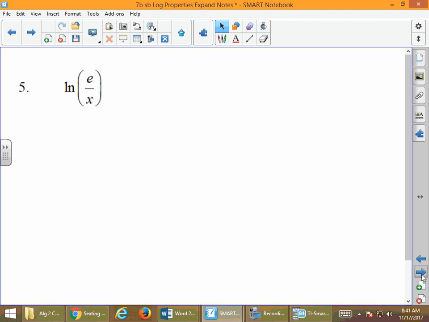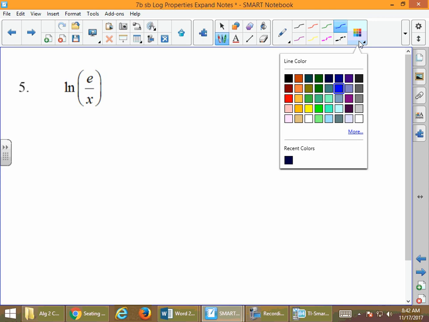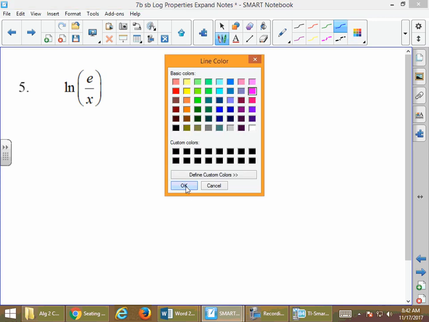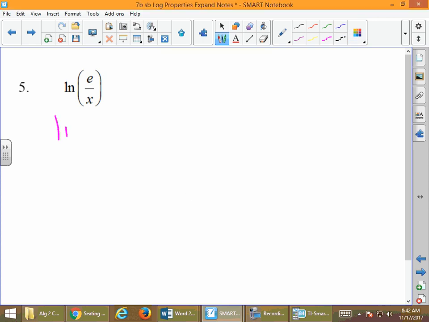The difference on problem number 5 is it's dealing with the natural log of e divided by x. We've seen many examples so far where we have division within the problem. So we're going to expand this into the natural log of e minus the natural log of x.